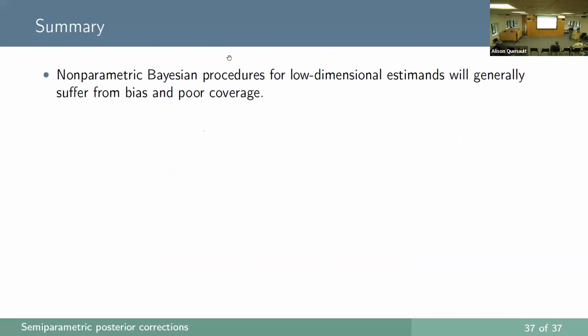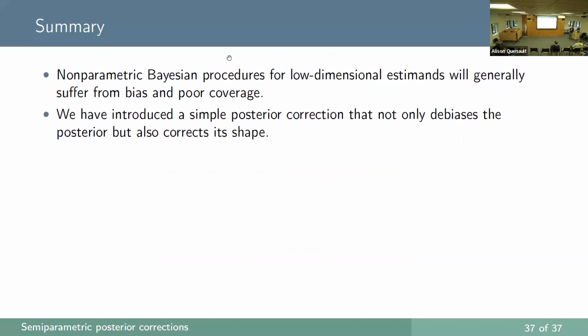Okay, just to wrap up. If we like non-parametric procedures, we can still use them, but a naive application would generally suffer from bias and poor coverage. So what we want to do is take that non-parametric procedure and then add an extra step at the end, which debiases and corrects the shape of that initial posterior.